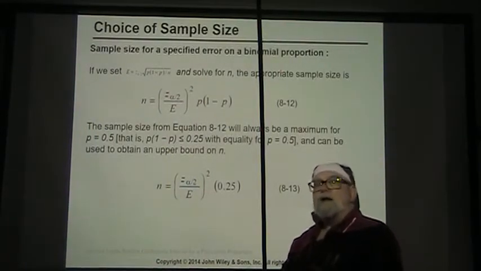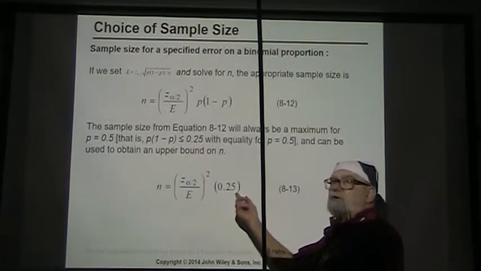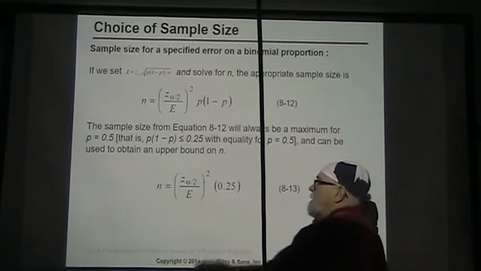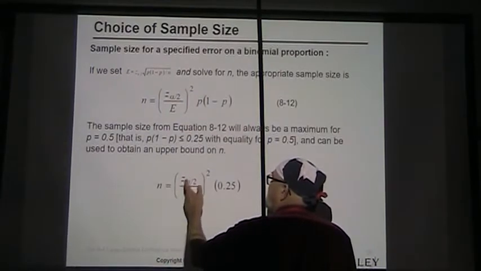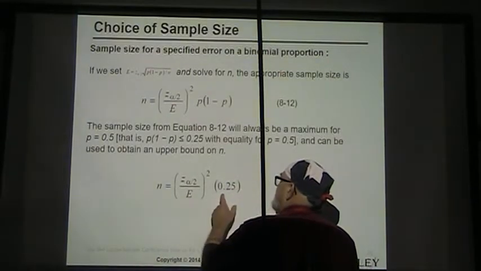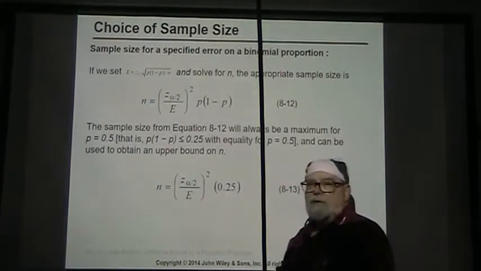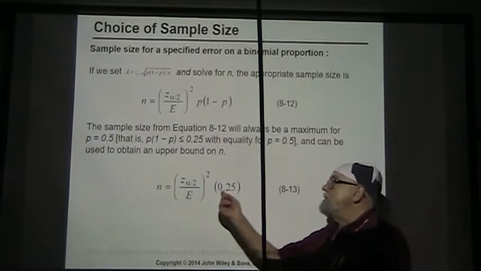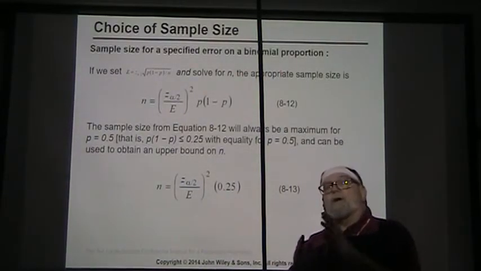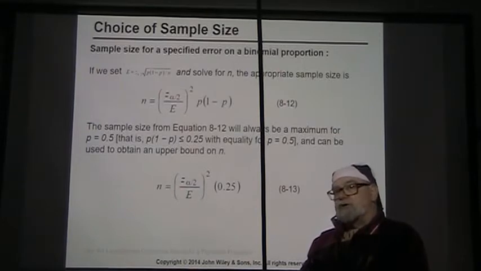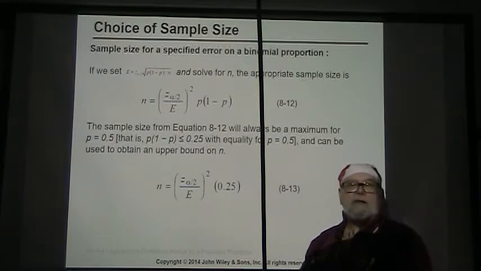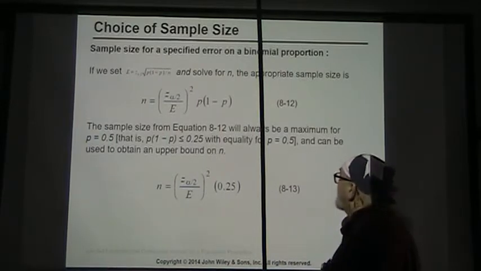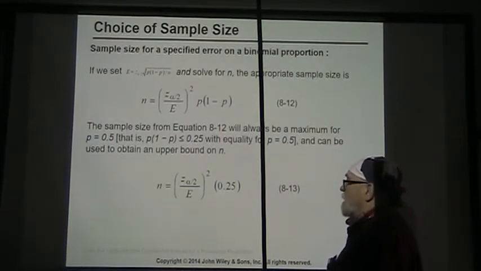So we can always use 0.25 here, right? So that would be sample size equals the squared quantity of Z alpha divided by 2 divided by E, times 0.25. All right, so we can always use this when we're working with binomial proportions. And I'll demonstrate that a little bit later on in our talk here.